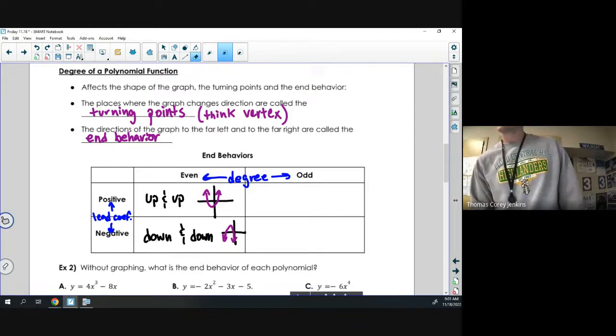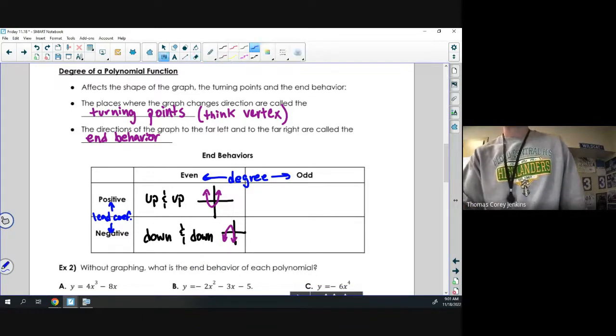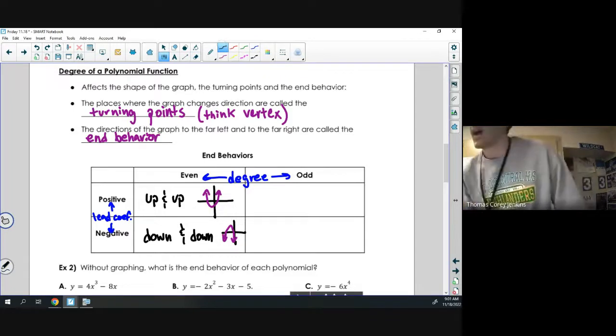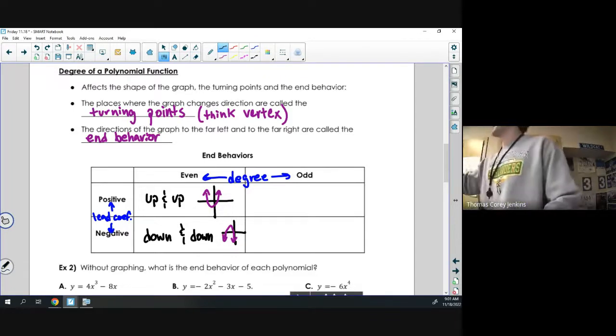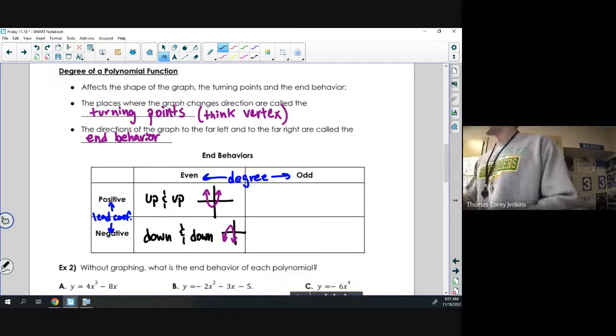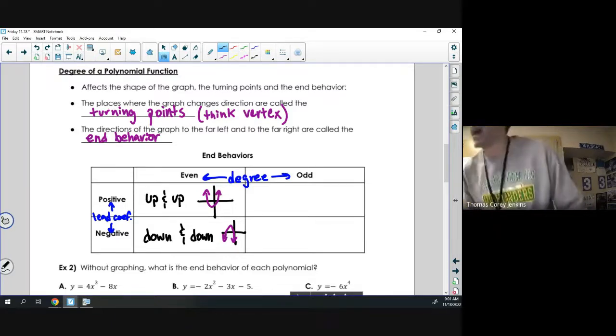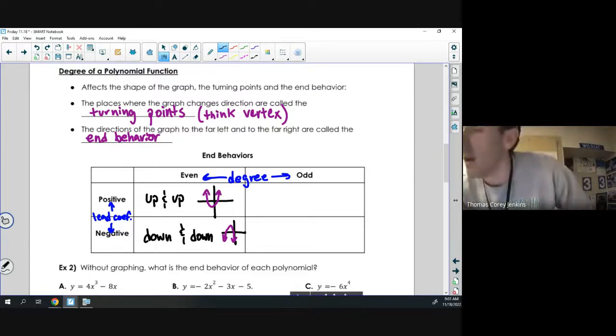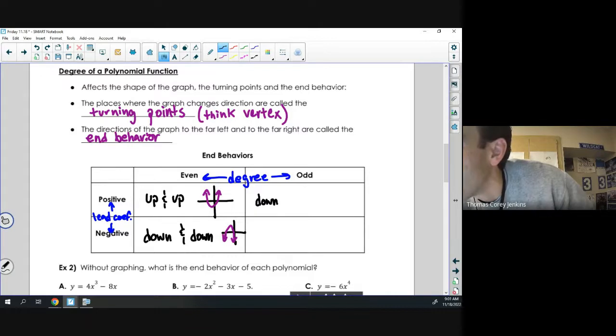So what about the odd ones? They're not going to match at the ends. It's either going to be up and down or down and up. So if your lead coefficient is positive, I think about a positive slope line. That's as simple as you could make it because that's first degree. So that's going to start down, start pointing down, and then end pointing up.